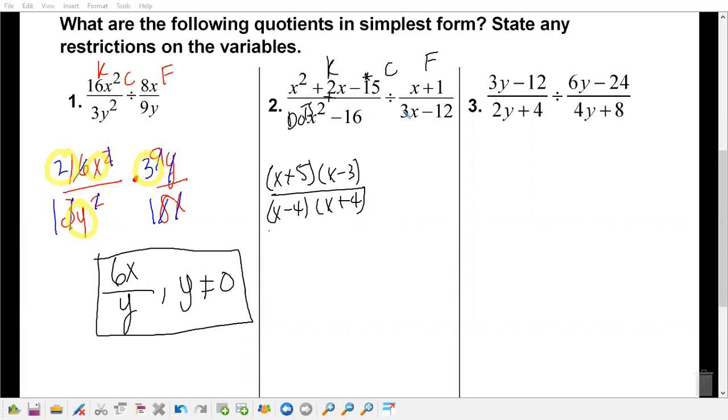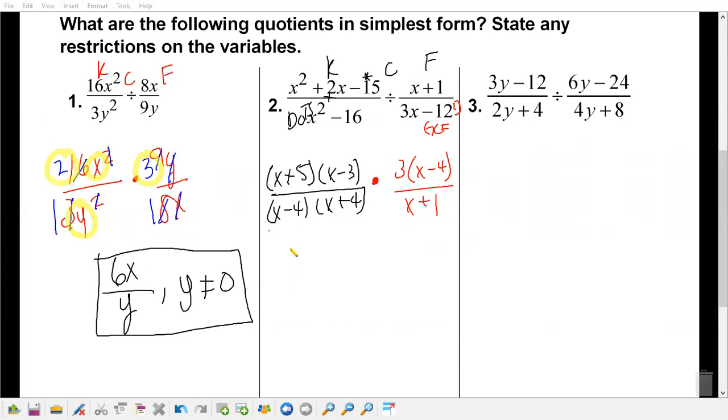Now we're going to change our sign. So instead of division, it becomes multiplication. And we're going to flip this one. So we're going to factor the denominator first, which is GCF. So we factor out 3, and we're left with x minus 4. And this is already factored. We keep, change, flip.